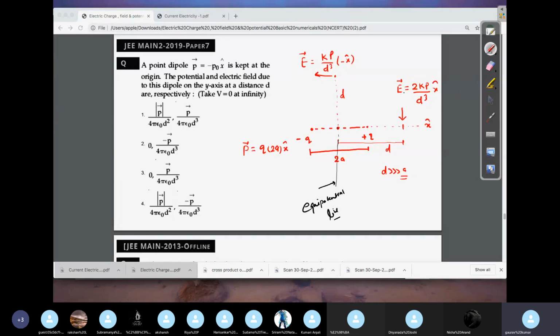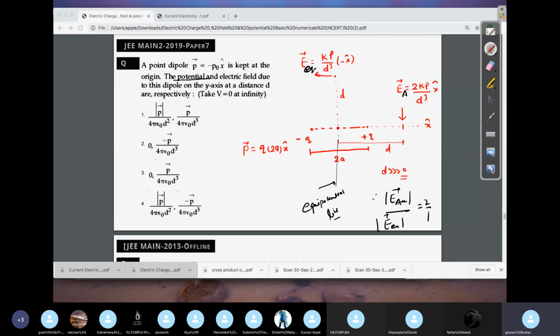Therefore, you can see this is E axial, this is E equatorial. If I divide the mod of E axial by E equatorial, I'll get the answer 2:1. These concepts should always be there in your mind. ये आपको हमेशा याद होना चाहिए. ठीक है? So now we'll solve the question.